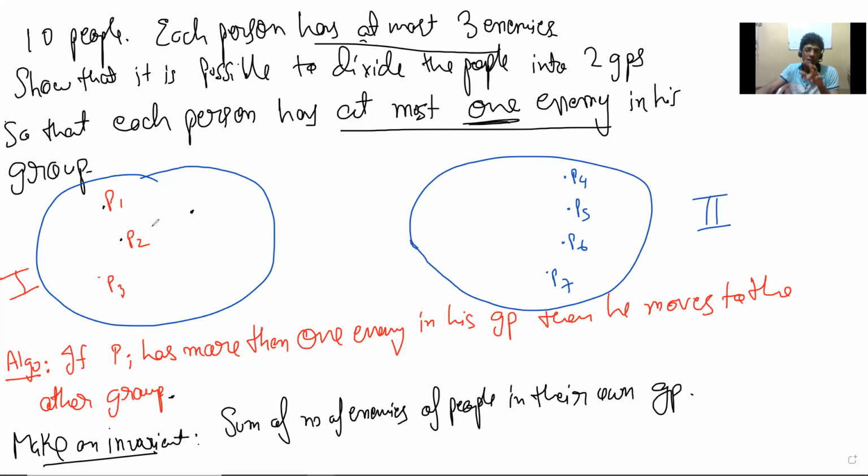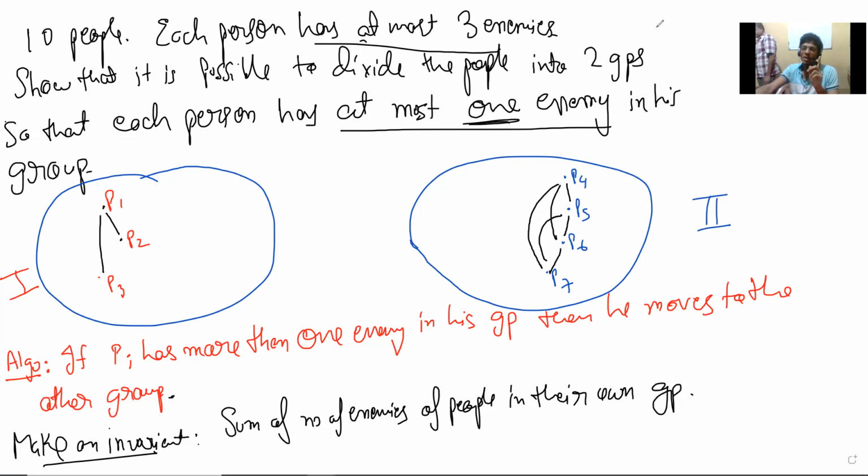If we take a small example, not 10 people, just these 7 people. So we have all 7 people. In this case, what will that number be? Let's say that P1 has enemies with these 3, with those 2, and let's say this is full of enmity. Then what is this number going to be?